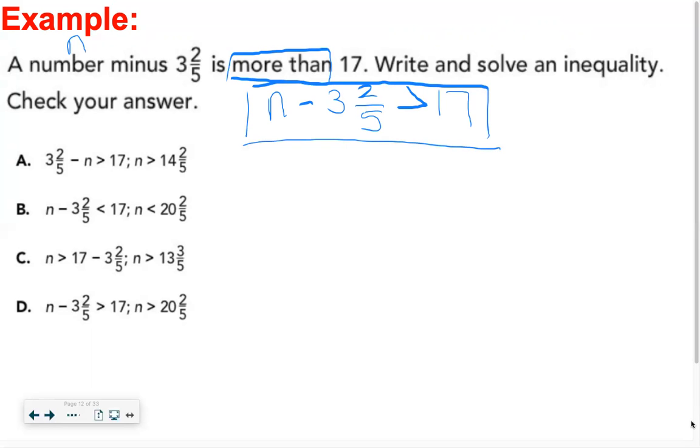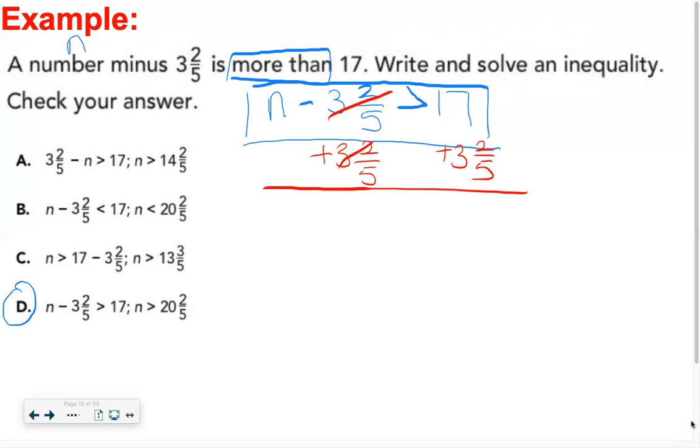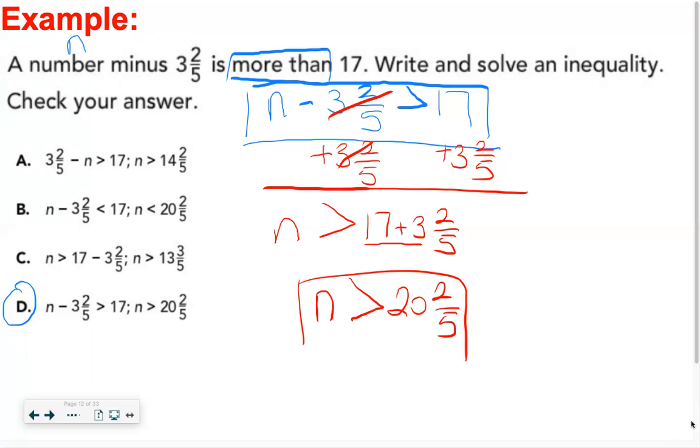When you look at the multiple choice, you will get that D is the correct answer. But let's solve it. How can we solve it? To be able to solve this, we can add 3/5 to both sides. If you add 3/5 to both sides, you will get n is going to be greater than 17 plus 3/5. When you add those numbers, you will get n is going to be greater than 17 3/5. So your answer is going to be D.